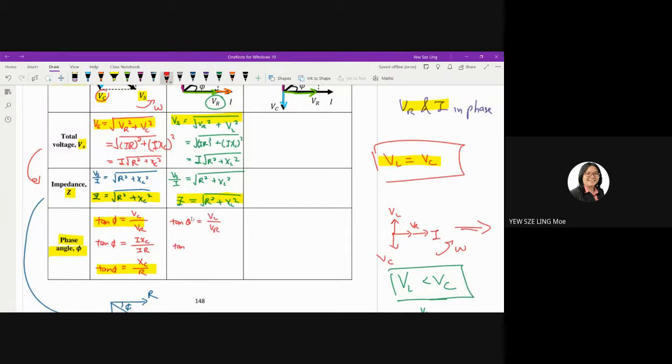Okay, which is also not theta, my bad. It should be phi. Okay, phase angle, which is equals to IXL over IR. Okay, and then it is equals to XL over R. Okay, so the phasor diagram.